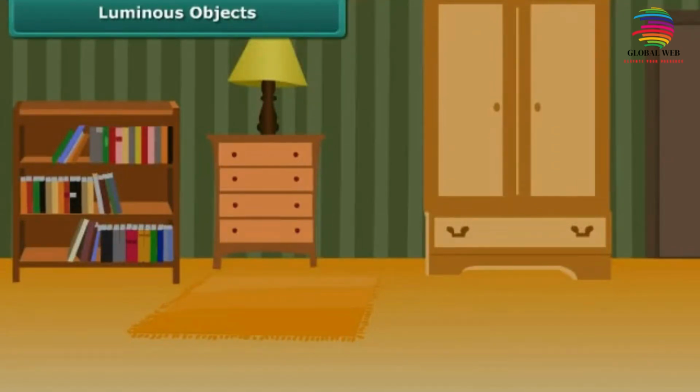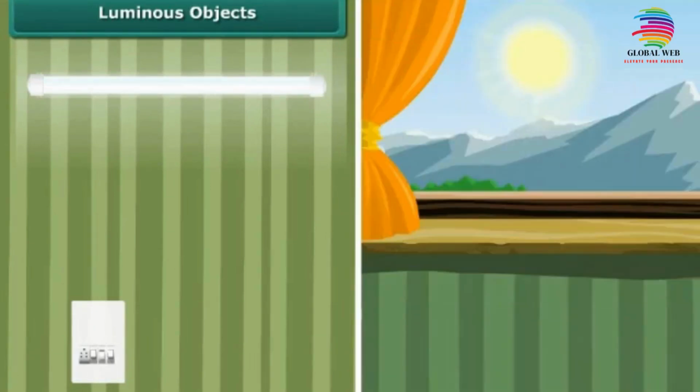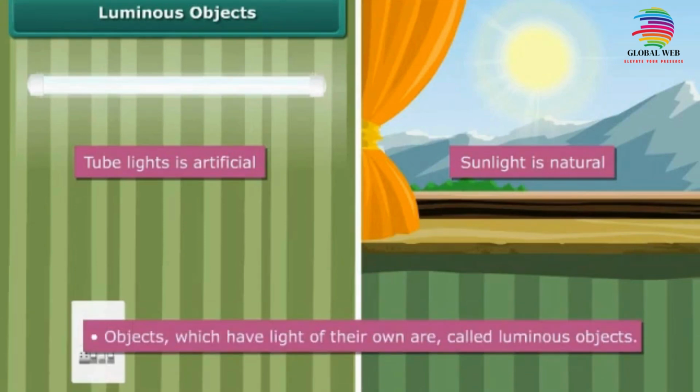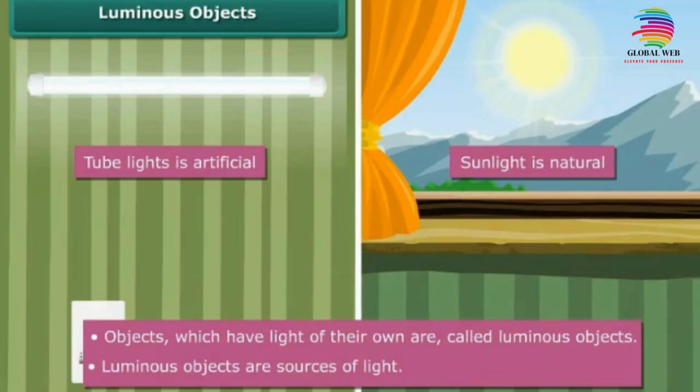We just talked about two types of light. The light from the tube lights and daylight, which is the light from the sun. While sunlight is natural, light from the tube lights is artificial. Objects which have light of their own are called luminous objects. Thus, in our example, both sun and tube lights are luminous objects. Sun is a natural luminous object, and tube lights are artificial, man-made luminous objects. Luminous objects are sources of light.